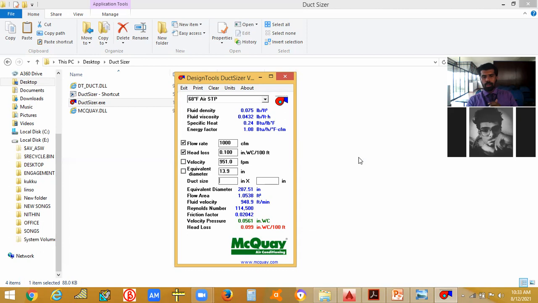I will give you this software also and just work it out. Is it applicable for supply, return, fresh air? Yeah, it is applicable for supply, return, and fresh air. Just give 0.1. Anyway, we have to give some value. Then only we will be able to give a duct size, right? So it will be applicable for all ducts.